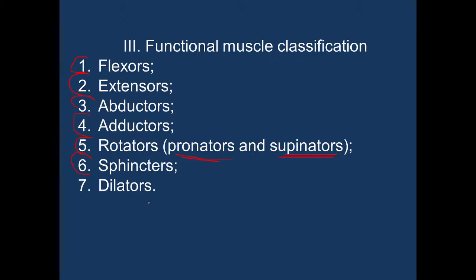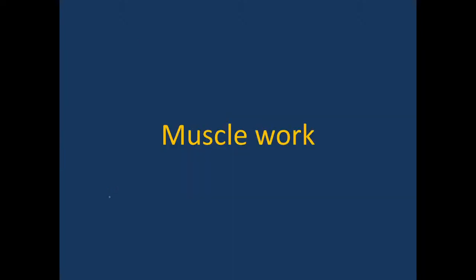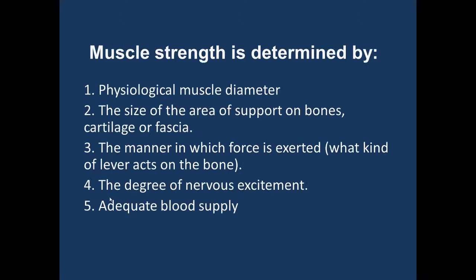Muscles also would be sphincters and sometimes dilatators. It depends on their form and structure. Muscle works. Usually, muscle strength is determined by physiological muscle diameter. This is the square of all myofibrils cut transversely, and the muscle strength depends on the size of the area of support on bones, cartilage or fascia.